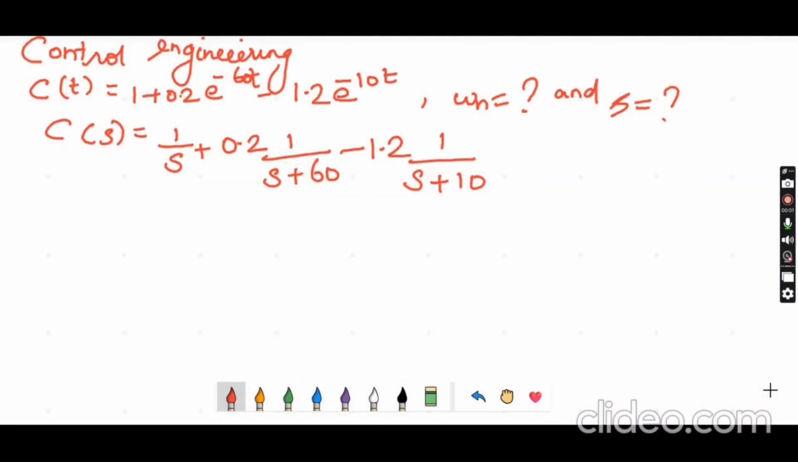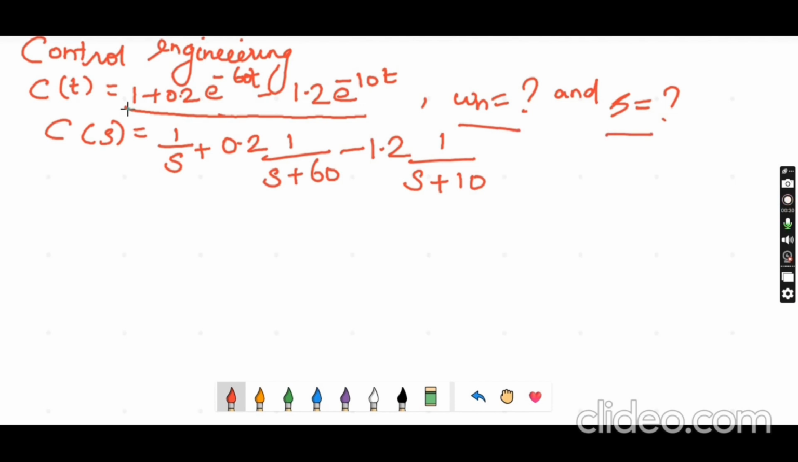Lecture on problems in control engineering. So here the problem is on determining the undamped natural frequency, that is omega n, and damping ratio for the given system response C of t equal to 1 plus 0.2 e power minus 60t minus 1.2 e power minus 10t. Upon giving this response C of t, we need to find what is omega n and what is zeta.